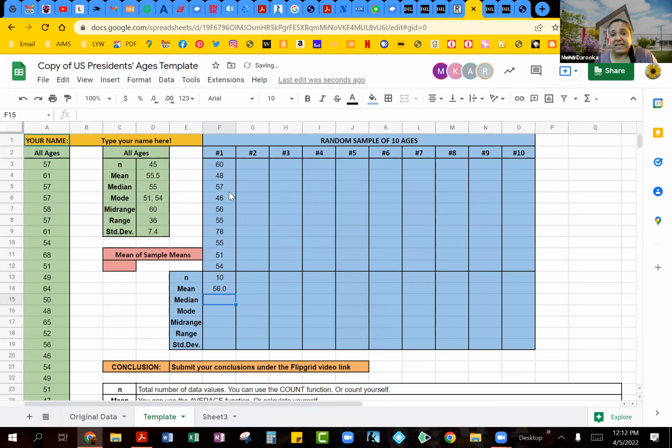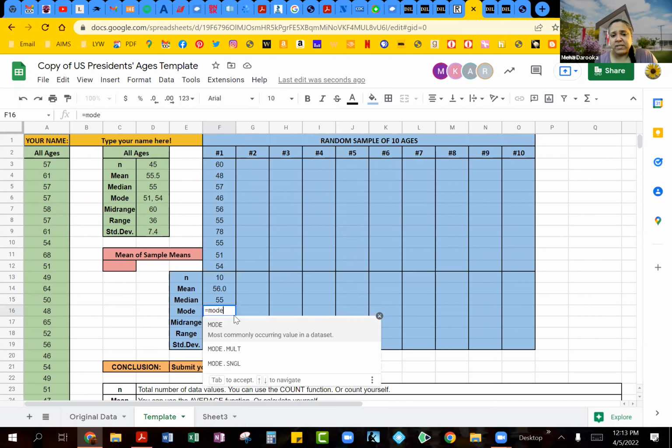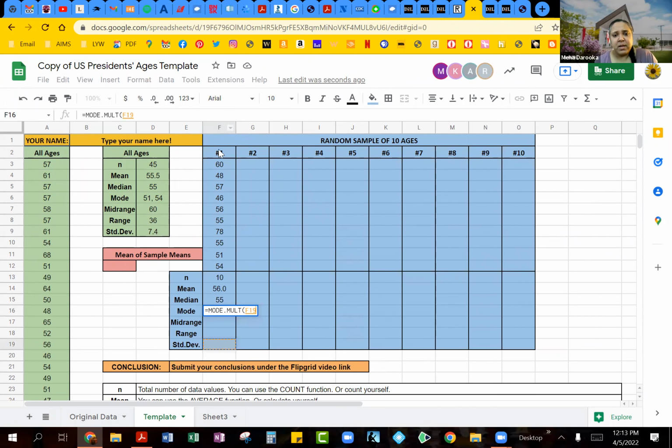So the average for this data set is coming out to be 56. The median, that should not be 13, that should be 12. So F3 to F12, there's your median, which is 55, your mode. And again, guys, I always ask you to use the multiple mode, no matter what. So use the multiple mode.